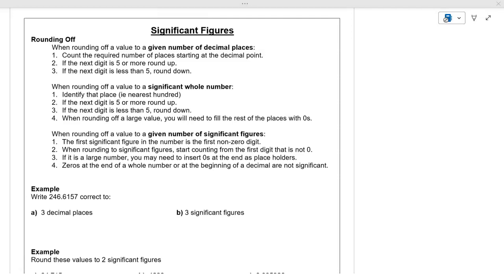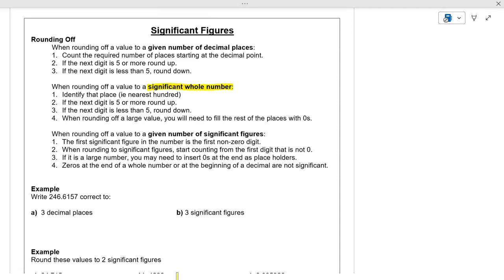However, with significant whole numbers, we identify the place. So if it says to round to 2 significant figures, I'm looking for my second non-zero number from the left, and then anything after that becomes a 0 if necessary. So we identify the place. If the next digit's 5 or more, round up, and if the next digit is less than 5, we round down. So very much the same as rounding with decimal places.